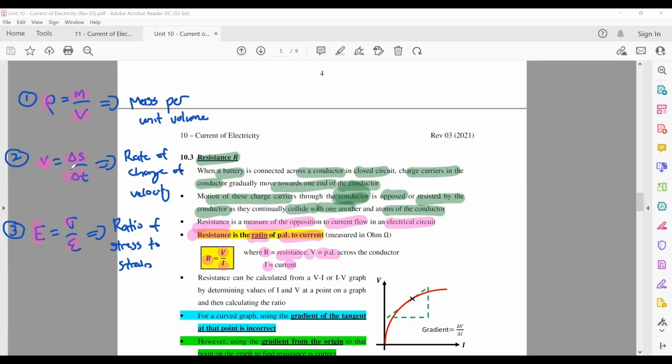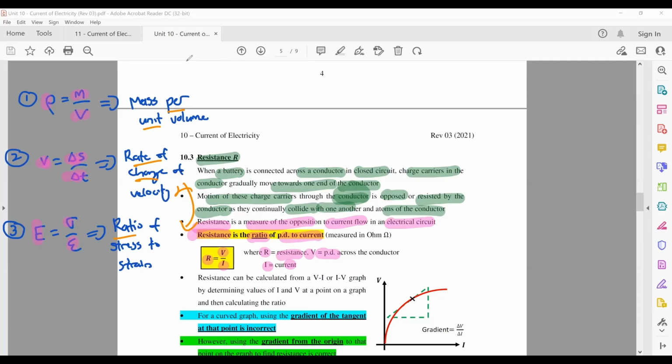Equation wise they seem the same because it's something divided by something, but when you define it, notice the pattern in which they're defined. Density was mass per unit something, whereas velocity was rate of change of something, and Young's modulus is ratio of stress to strain. Now specifically between these two, rate of change of something and ratio of something to something, this one determines how you analyze your graph.